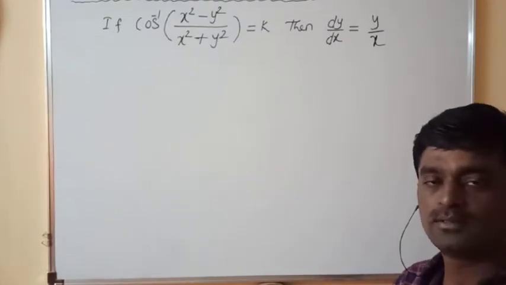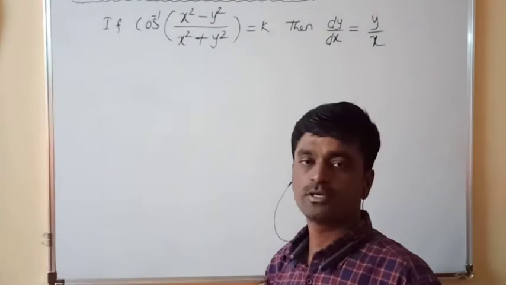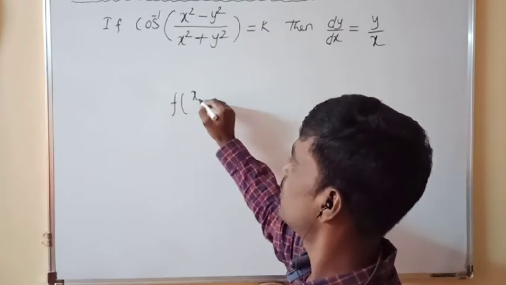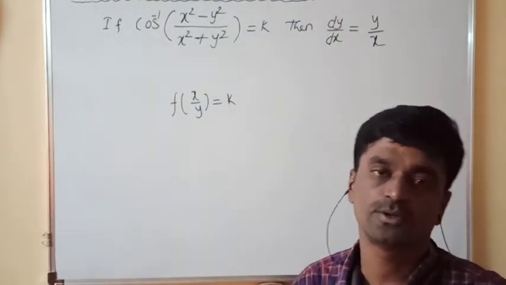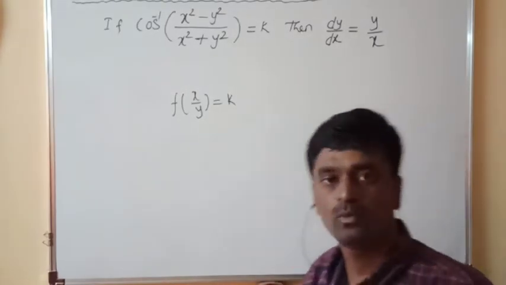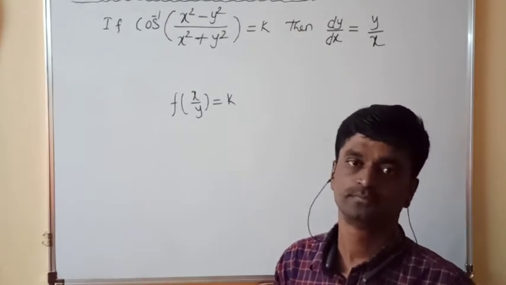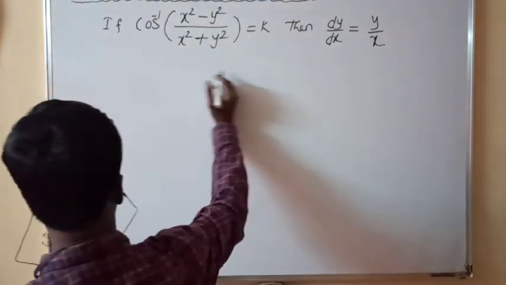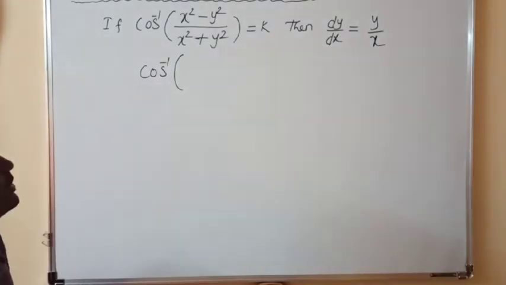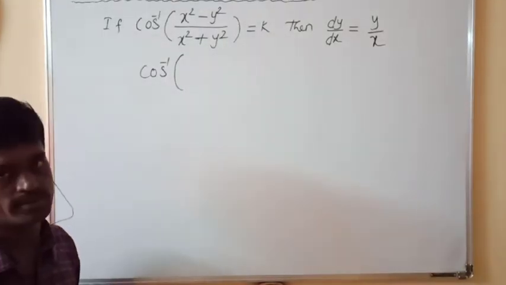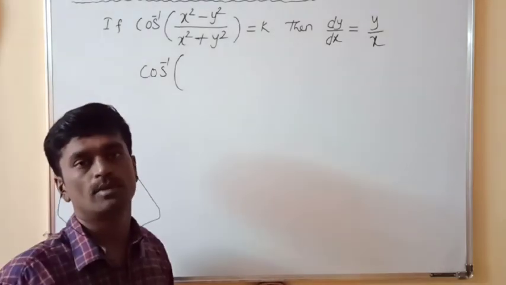So how I got? Just we can express this given equation in the form of function of x by y is equal to k. We can express the given equation in the form of function of x by y is equal to k. So as the given equation is in this form, what is the dy by dx? y by x. So how we can express the given equation in the form of function of x by y is equal to constant k? See here, cos inverse of what we have? x square minus y square by x square plus y square. There was the argument. Argument is what? x square minus y square by x square plus y square. So you divide numerator and denominator by y square.